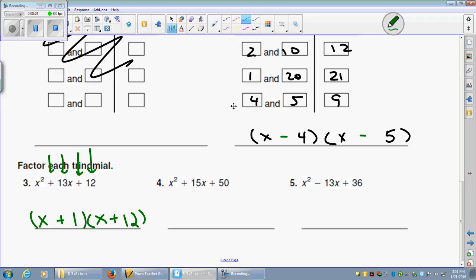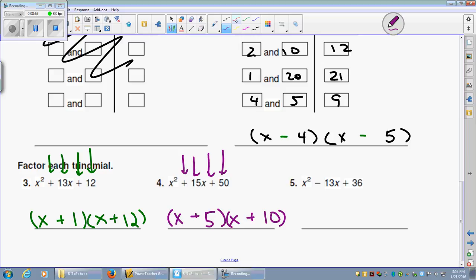All right, let's do the same thing with number 4. Number 4, I got, again, x, x, and I need factors of 50 that add to give me 15. Well, that's 5 and 10. And that needs to go on the bigger one, so positive 10. So if that goes in the bigger one, to get to 15, I need to add 5 more.